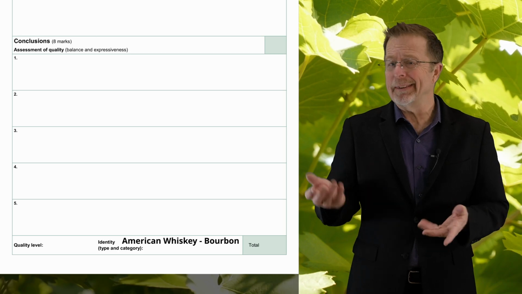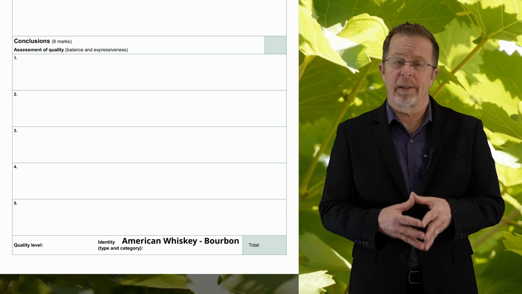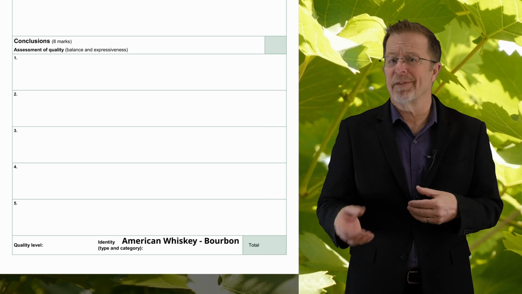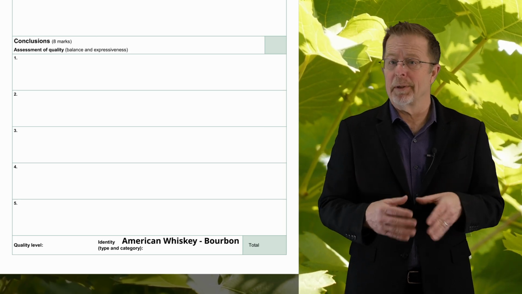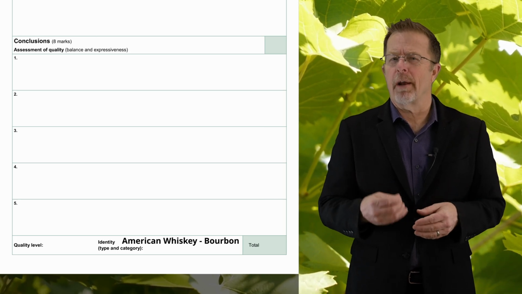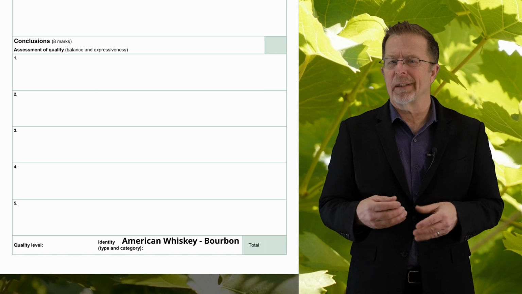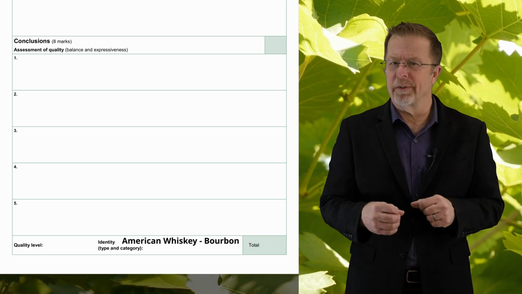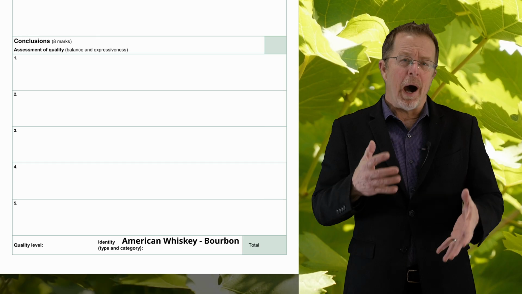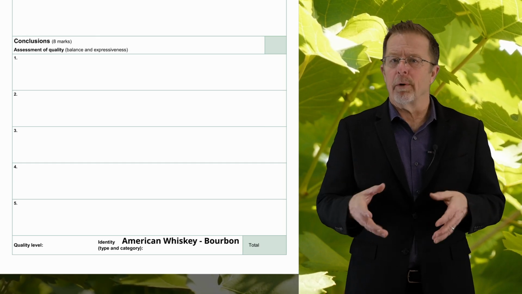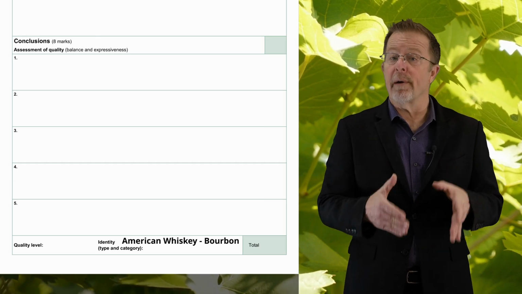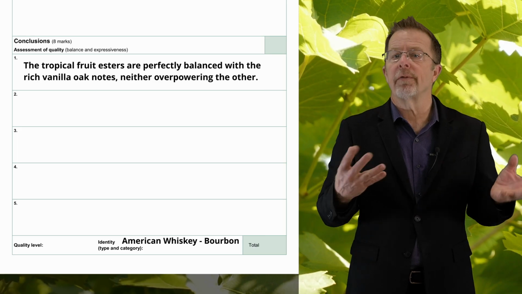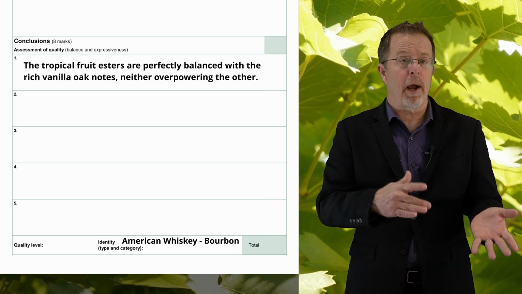Your argument needs to be based on two core criteria: balance and expressiveness, alongside length and complexity. Now let's break down how to formulate these sentences, as far as the balance of aromas and flavors. Do the aromas complement each other? For example, the tropical fruit esters are perfectly balanced with the rich vanilla oak notes, neither overpowering the other.